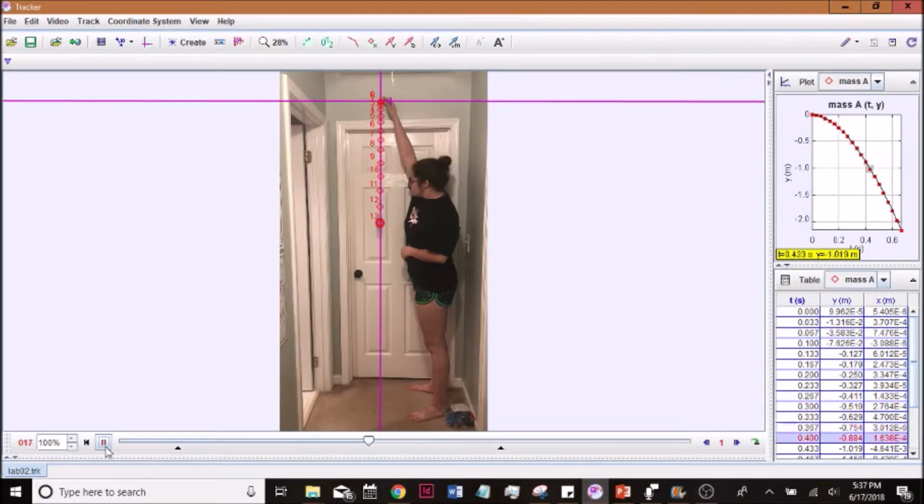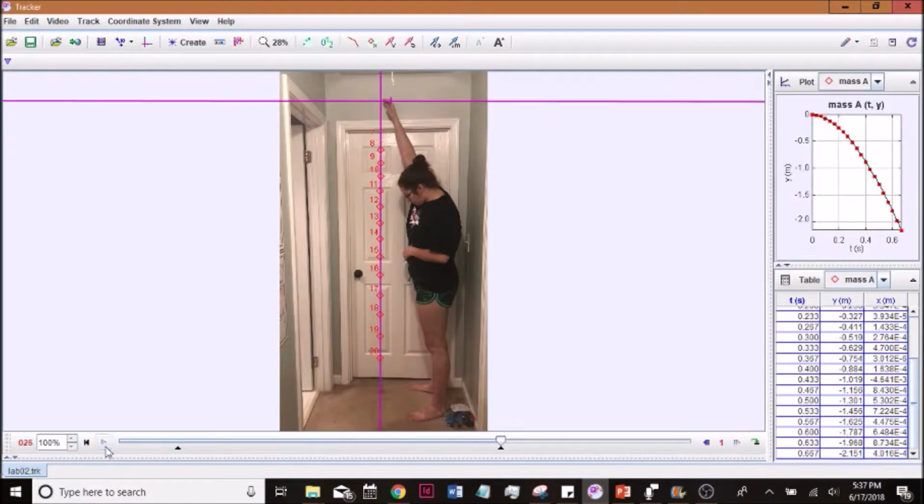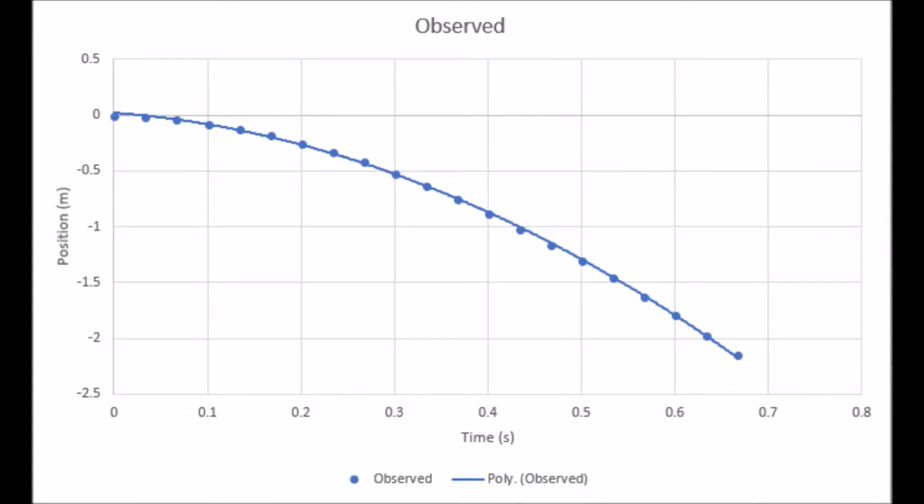And as you can see, Tracker has generated a position versus time graph at the top right with the individual time position values generated in the bottom left. Here I have used Excel to plot a position versus time graph using the values generated by Tracker. This is the graph we will compare the computational models to.